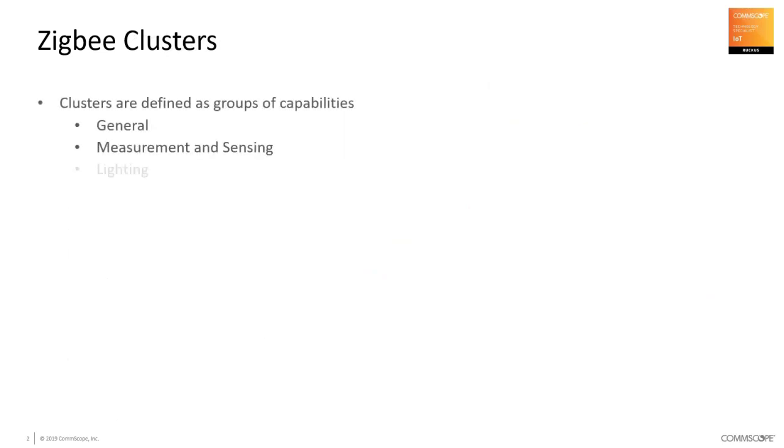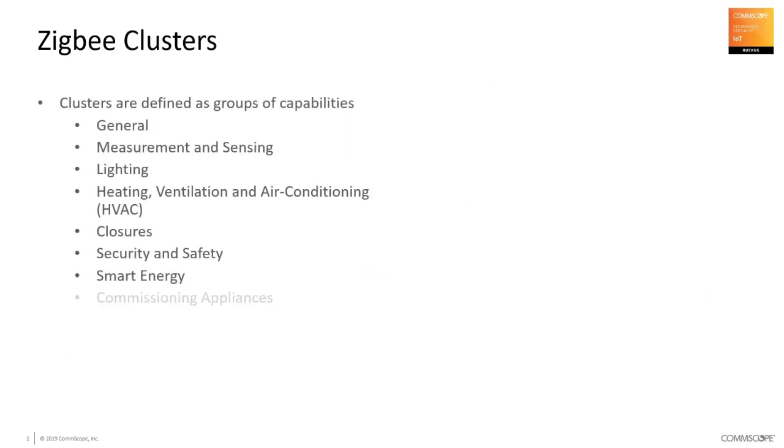So one of the key things to look at when we're looking at the Zigbee protocol is what we call the Zigbee clusters. Zigbee clusters are really a list or a definition of the device and its capabilities. These are defined as part of the Zigbee specification and the Zigbee standard, and they provide a number of different groups of clusters. These can be defined as general clusters, or we have measurement and sensing clusters, lighting, heating and ventilation, closure, safety, security, energy. And then we have some things like commissioning and over the air types of clusters as well.